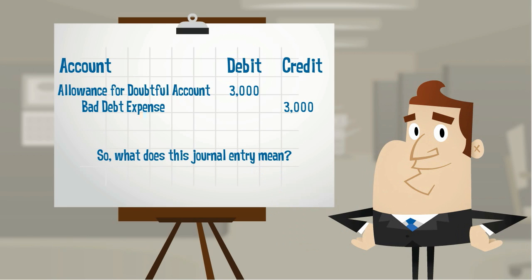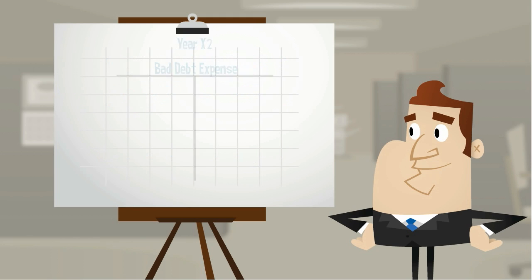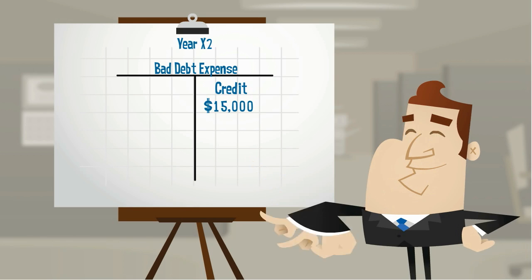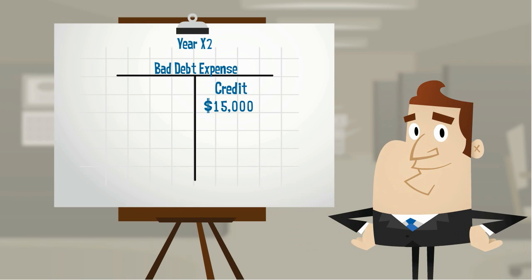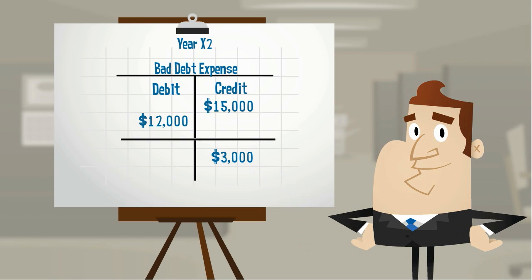So what does this unusual journal entry, which is crediting an expense, really mean? It means that management recorded $15,000 too much in bad debt expense in year X1 and is reversing that mistake in year X2 by recording a $15,000 credit to bad debt expense. However, management is also recording a new estimate of bad debts in year X2 for the new accounts receivable by debiting bad debt expense $12,000. The two entries described effectively net out to being a credit to bad debt expense of $3,000 as noted above.